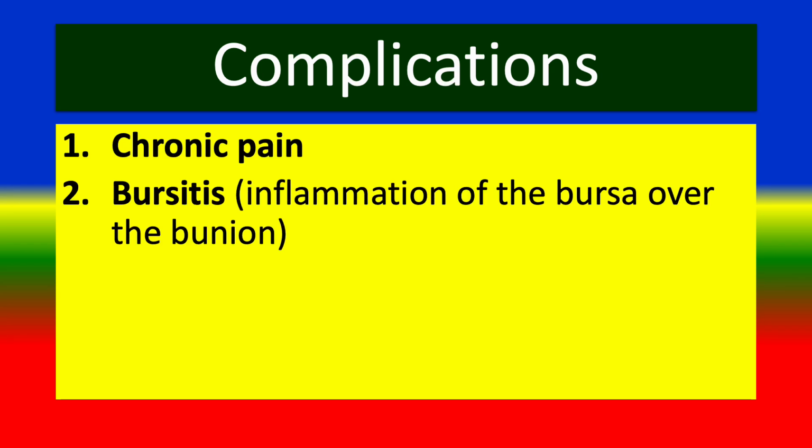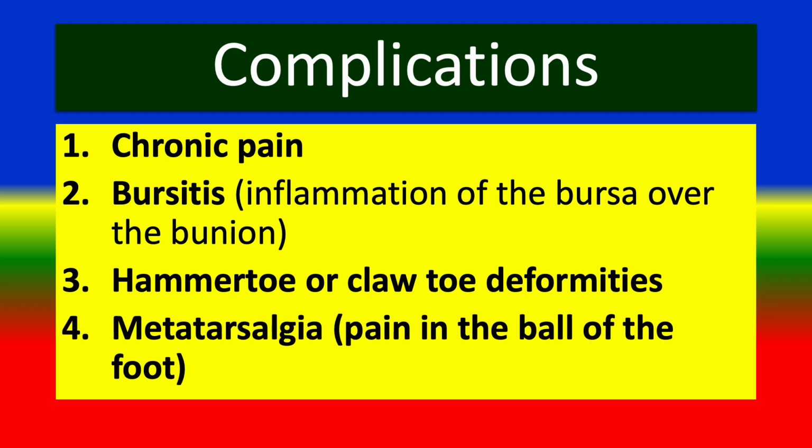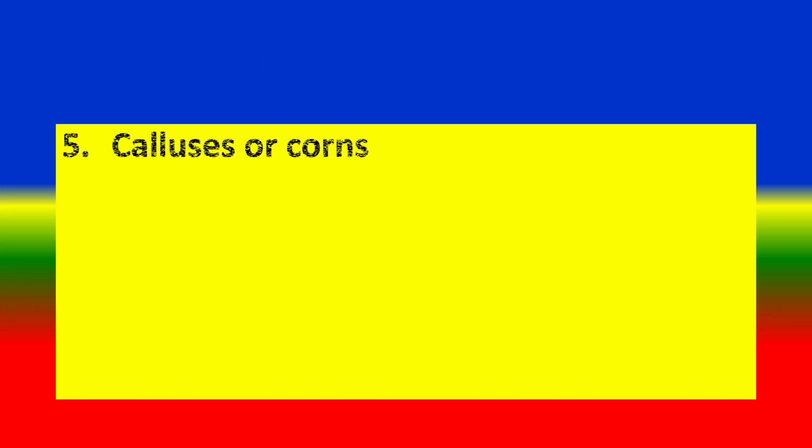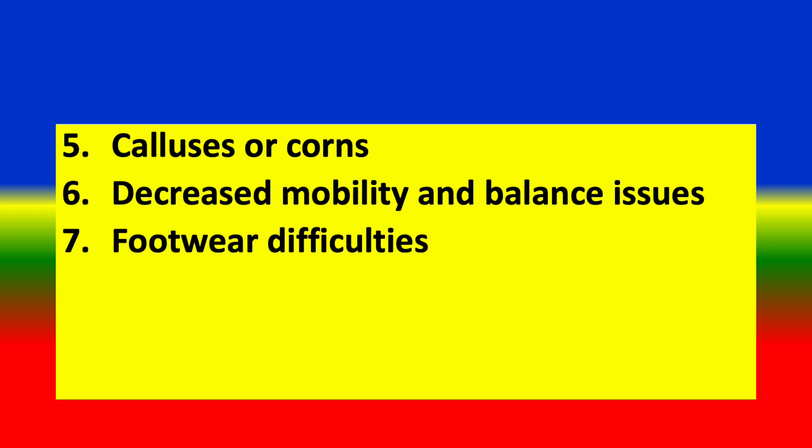Complications: 1. Chronic pain. 2. Bursitis, inflammation of the bursa over the bunion. 3. Hammer toe or claw toe deformities. 4. Metatarsalgia, pain in the ball of the foot. 5. Calluses or corns. 6. Decreased mobility and balance issues. 7. Footwear difficulties.